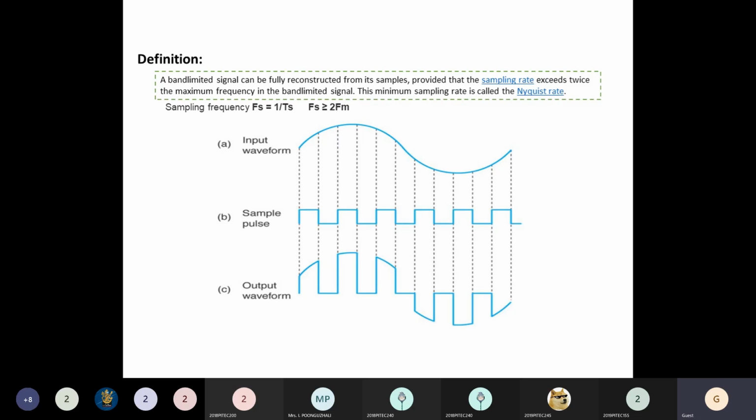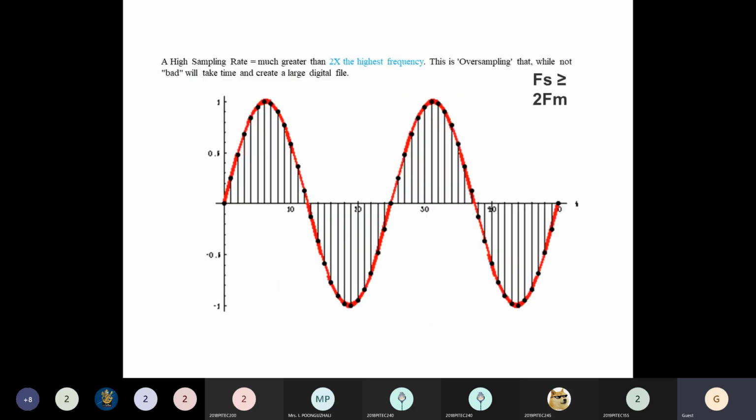Consider this diagram. We have the input waveform, which is a sinusoidal waveform, and we have the sample pulses. Then we have the output waveform, that is, the output sampled waveform. It is the natural sampled waveform.